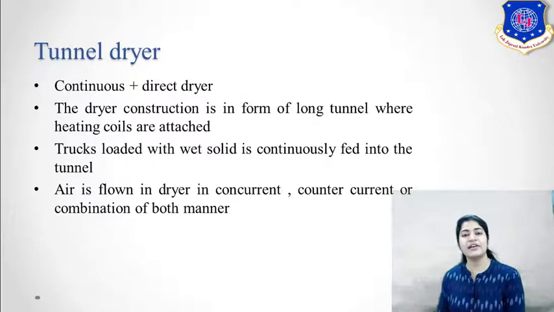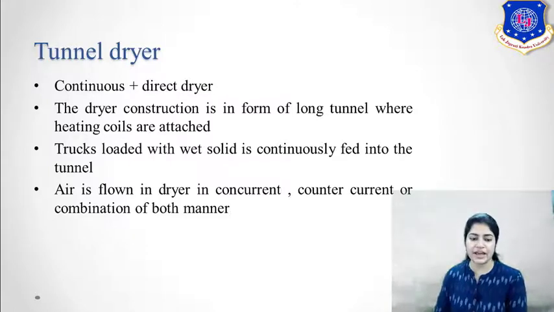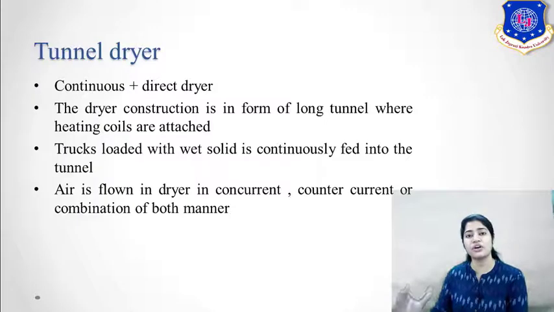So the next kind of dryer is your tunnel dryer. Mode of operation is what? It is continuous, whereas the heating mode is direct heating. The dryer construction is in the form of a long tunnel where heating coils are attached. So from the name tunnel dryer, it means your chamber is in the form of a very long tunnel where you're keeping your heating coils.